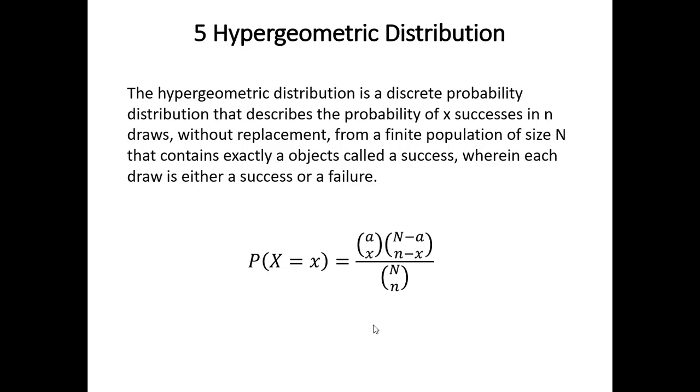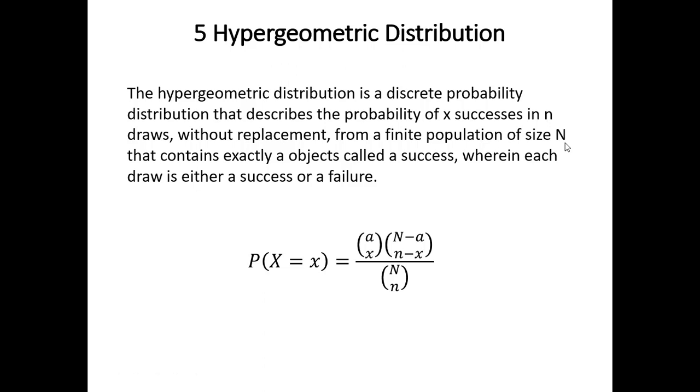Next, let's take a look at a hypergeometric distribution. The hypergeometric is a distribution, it's discrete. It describes the probability of x successes in n draws without replacement. One thing to make a note of here, the binomial is like sampling with replacement. Here we're sampling without replacement from a finite population of size capital N.